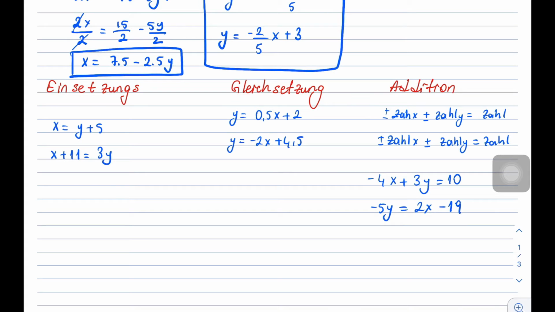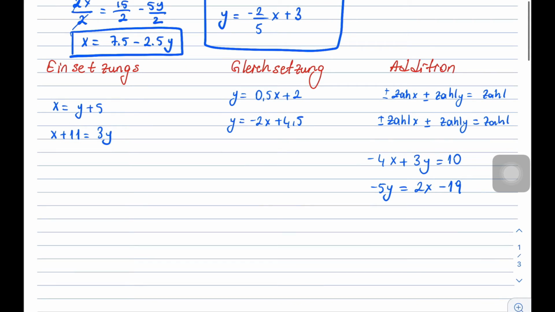But sometimes the questions are given like x is equal to y plus 5, and then x plus 11 is equal to 3y. What do you see over here? x is equal to, x is given. Then what we can do, instead of x here, these two are the same thing. Instead of x, you can write y plus 5 plus 11 is equal to 3y. That means this is the same thing, right? This means x.